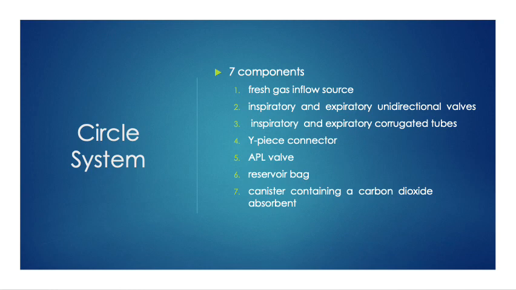There are 7 components listed in the circle breathing system. Number 1 is your fresh gas inflow source. You have inspiratory and expiratory unidirectional valves and corrugated tubing. There's a Y piece, an APL valve, reservoir bag, and a canister that contains carbon dioxide absorbents. And just a reminder, unidirectional valves can increase airway resistance, and incompetent valves can also contribute to rebreathing.